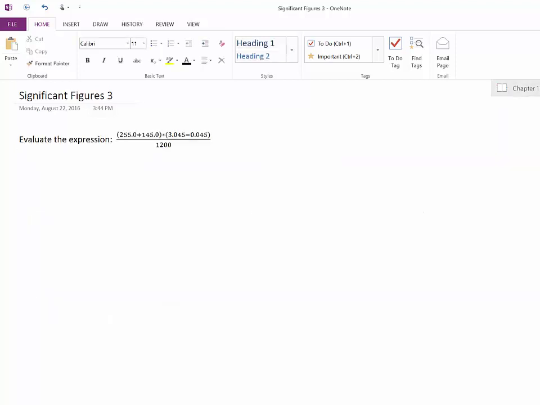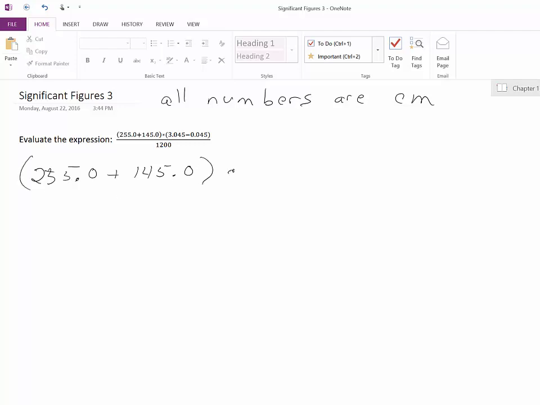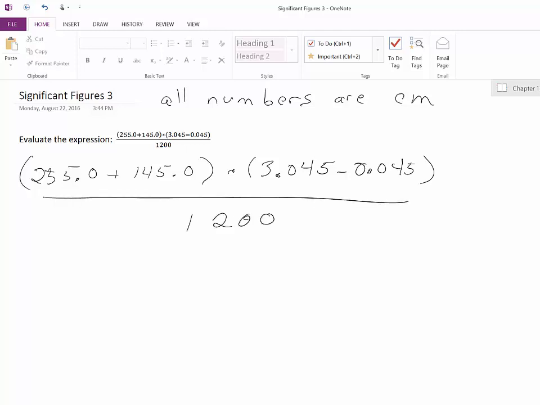Final question, what if you just have an expression? Let's say that all numbers are centimeters. So we've got a mixture of operations here. We've got addition and subtraction and multiplication and division. We also have parentheses. So if you think back to order of operations, what are you supposed to evaluate first here? You should actually evaluate what's in the parentheses first.